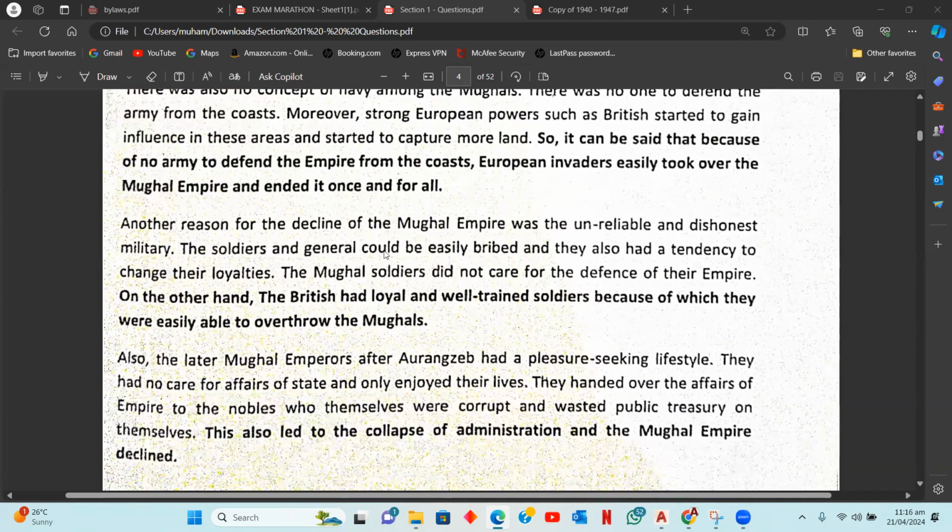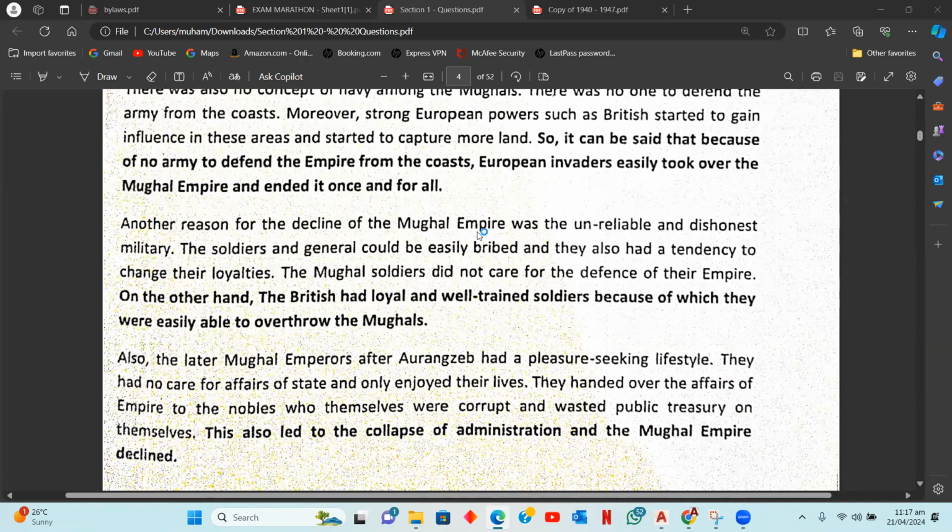Now, the fifth reason here is that the Mughal emperors were unreliable, they were dishonest, and the soldiers could easily get bribed. You can obviously mention examples here in 14 mark questions. It's always encouraged that you write examples for reference because examples help you justify your claims. Whatever points you make, whatever arguments you create, you need to justify them with the help of examples from the course, right? The examples make your claims extremely stronger. So it's highly advisable that you do mention examples.